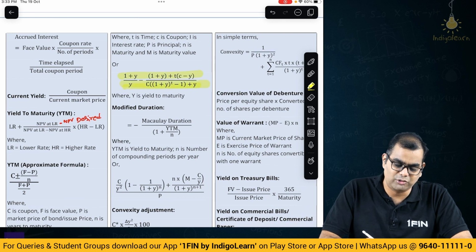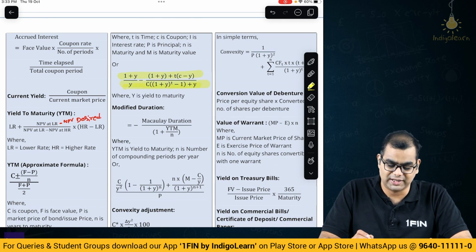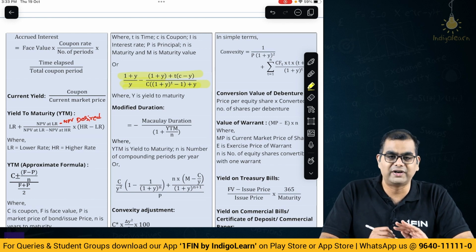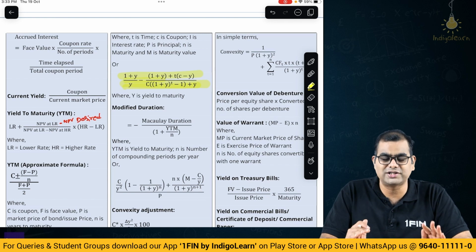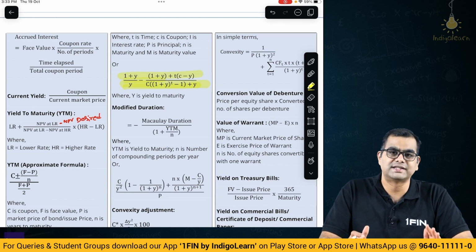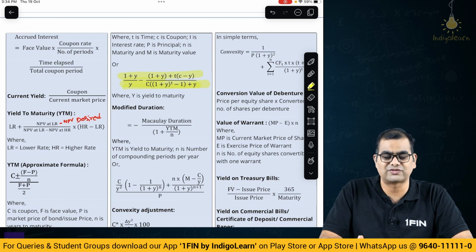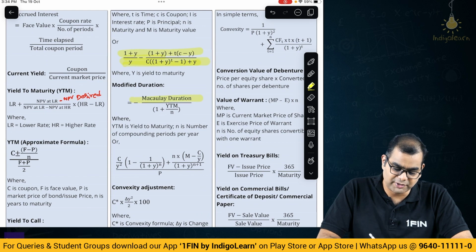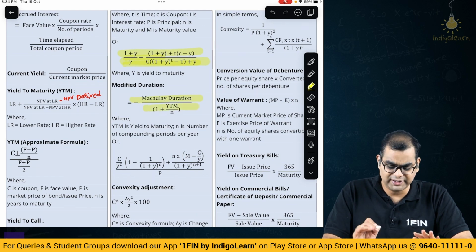This is a slightly more complicated formula. I would not use it unless required. The formula is (1 plus y) by y minus (1 plus y plus t into (c minus y)) by c into (1 plus y) power t minus (1 plus y). I definitely would not use this, because it is more logical for me to understand that duration is sigma of present value factor into coupon value, or into cash flow, into time, divided by P0. And modified duration is Macaulay duration by 1 plus YTM by n. We will get to that.